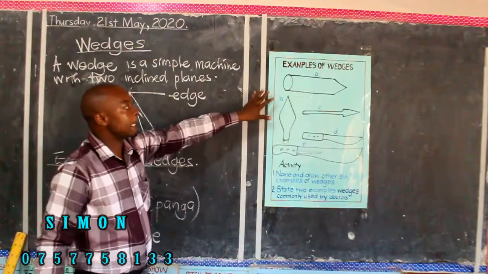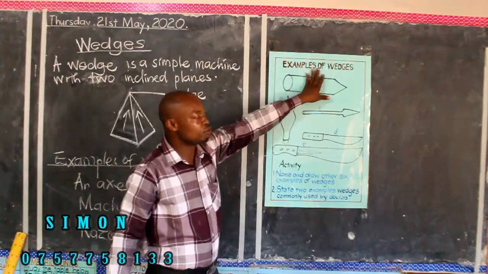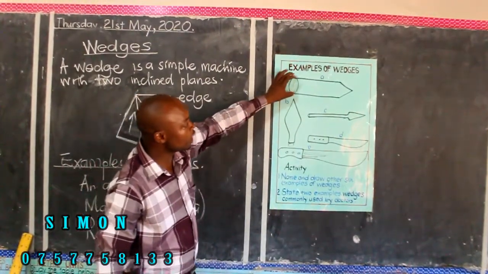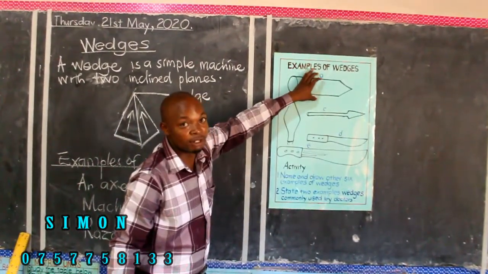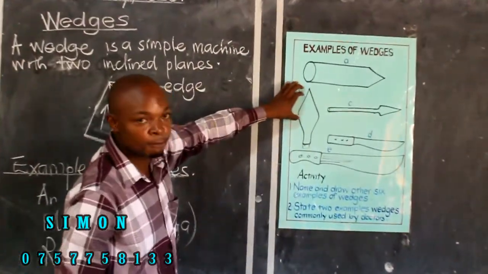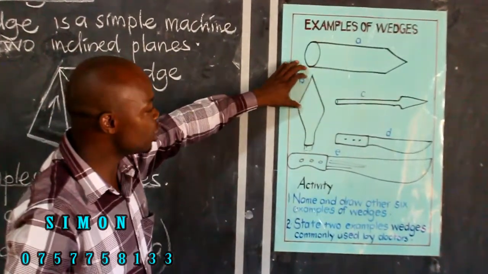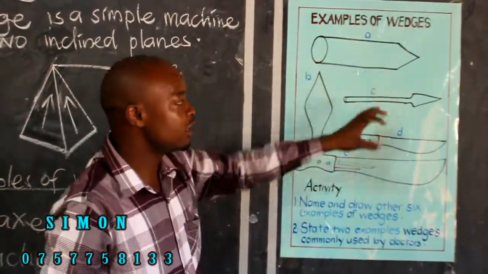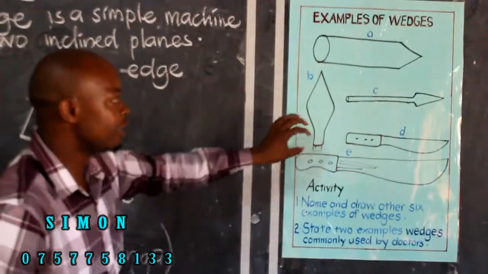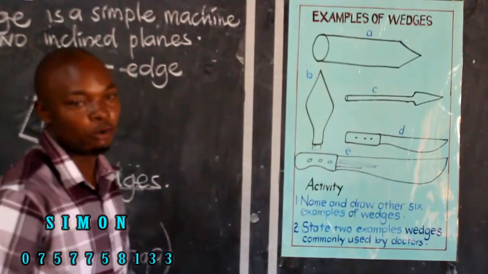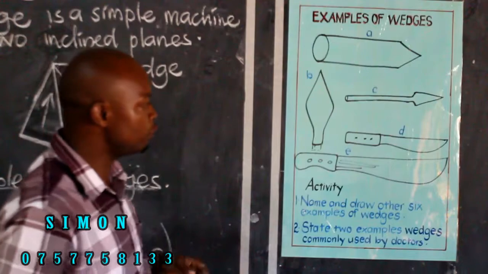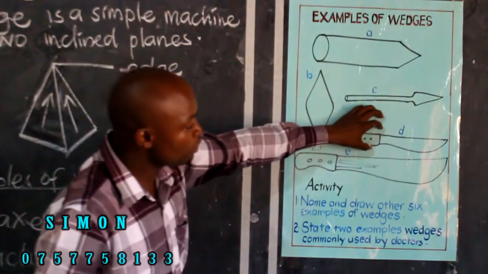When you look here, we have given examples of wedges. You see one here, A. A is a bullet. When you look at B, B is an arrow, a spear. When you look at C, it is an arrow. Arrow boys use such wedges in fighting and killing animals in the bush when looking for food. You come to D.